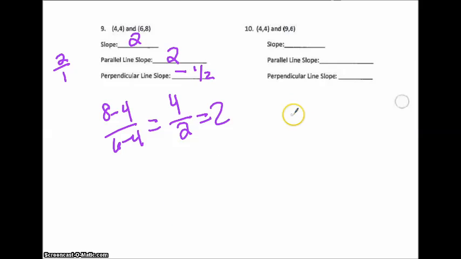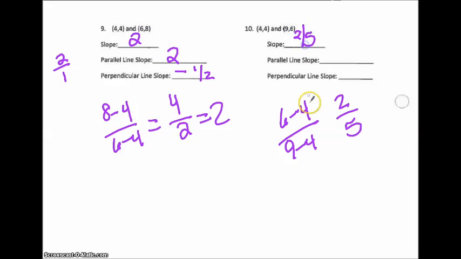Number 10, if you subtract, you're going to say 6 minus 4 on top, 9 minus 4 on bottom. 6 minus 4 is 2, 9 minus 4 is 5. So your slope here is 2/5. The parallel slope would be the same thing, 2/5. Perpendicular, you're going to change it to negative and you're going to flip it to 5/2.